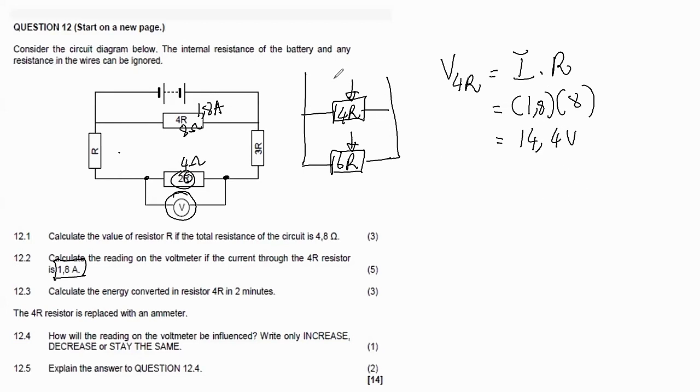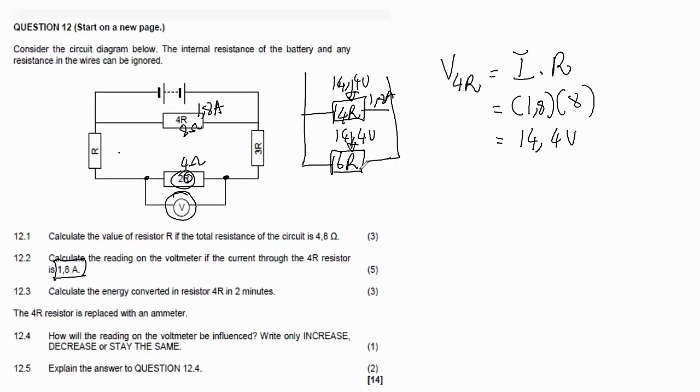Now, what's the meaning of that? We have 14.4 volts here, but then also this one must be 14.4 volts as well, right? Because remember, resistors in parallel have the same voltage throughout. Now, how would we find the current? Remember, we do know the current here is 1.8 amperes. But the other thing that we know about resistors in parallel is that they will have to divide the current. So the current flowing here will not be the same current flowing here.